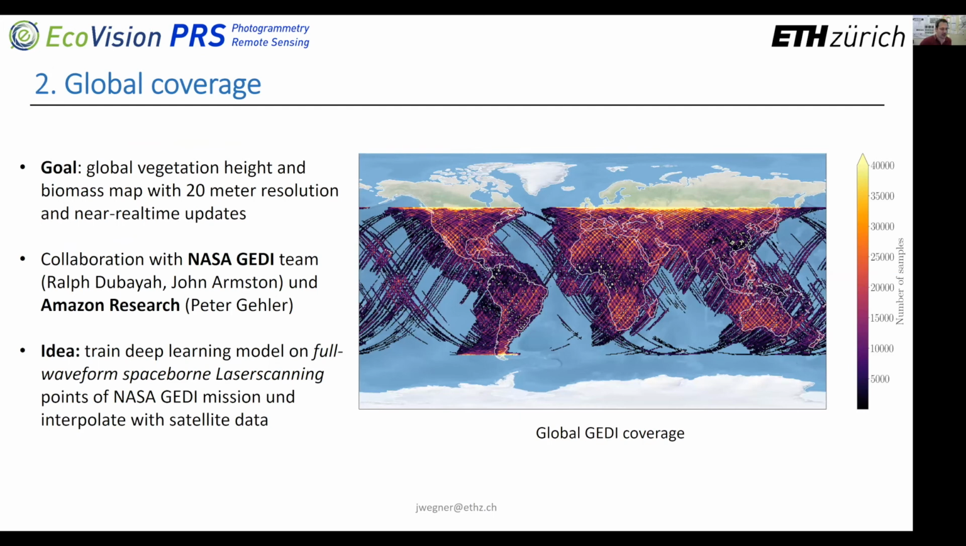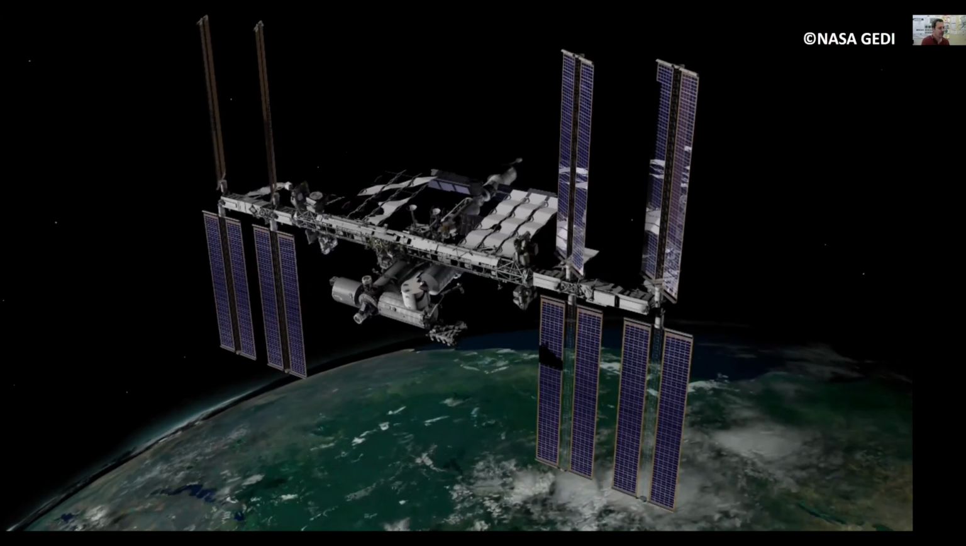So when we want to scale this and not only compute for Switzerland, which is a beautiful but small country, and we want to go global, we have to look for other reference data. And this is when we teamed up with the NASA GEDI team, with Ralph Dubayah and John Armston. Ralph is leading the NASA GEDI effort, which put a full waveform laser scanner on the International Space Station, which circles the Earth and takes a lot of measurements. We then calibrate this data, and based on these sparse points, we learn our model, use the Sentinel-2 images, and make a dense canopy height and biomass map globally. So this is how it looks.